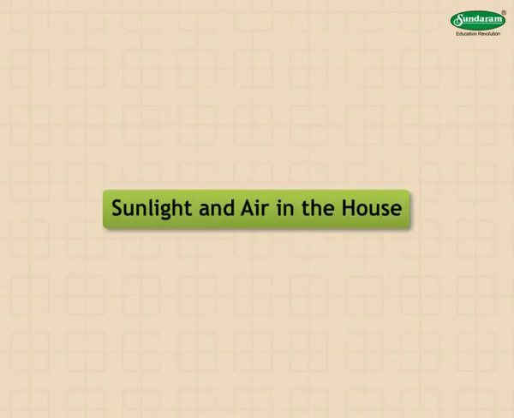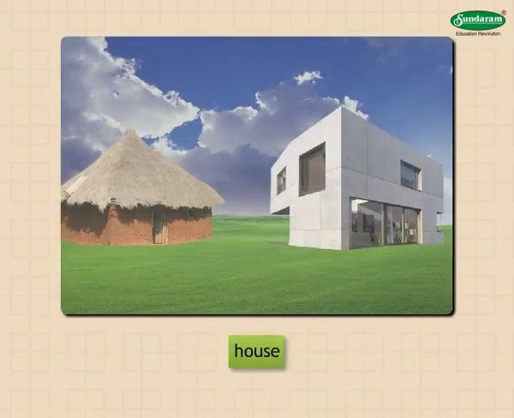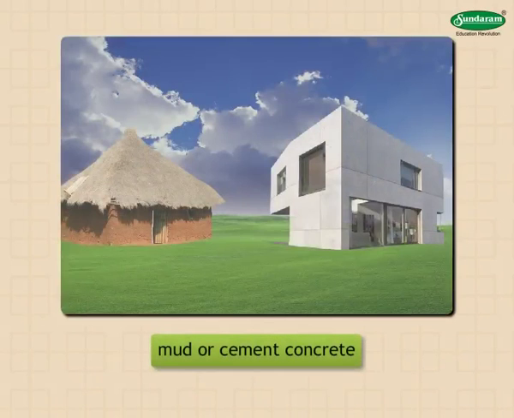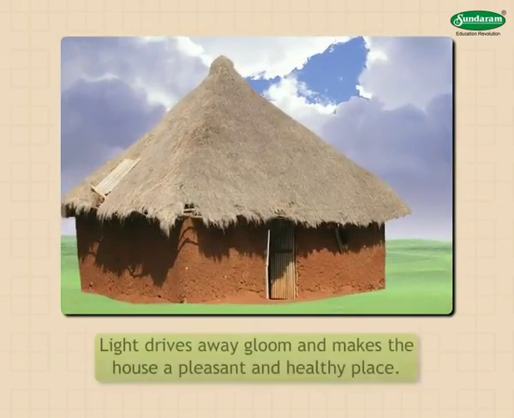Shelter. Sunlight and air in the house. Whether our house is made of mud or cement concrete, it should get plenty of sunlight inside. It is important for the house to be well lit. Light drives away gloom and makes the house a pleasant and healthy place.